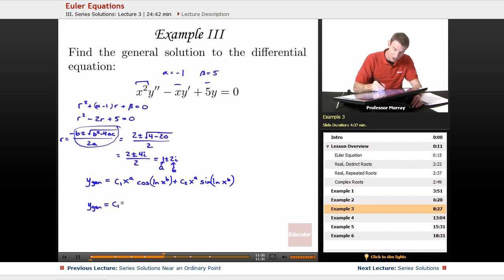C1 x to the a, our a is 1, so I'll just write x, times cosine of natural log of x to the b, b is 2 here, so natural log of x squared, plus C2, same thing with sine, x times sine of natural log of x squared. And that's our solution.